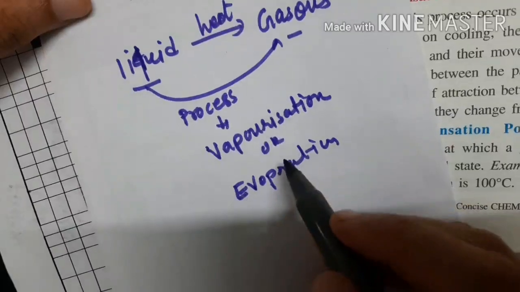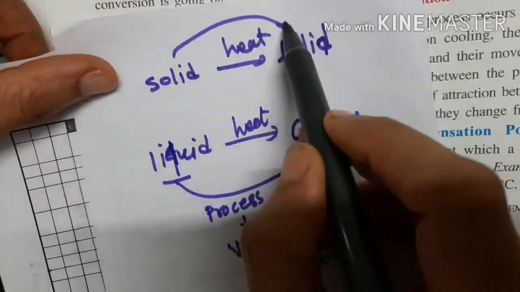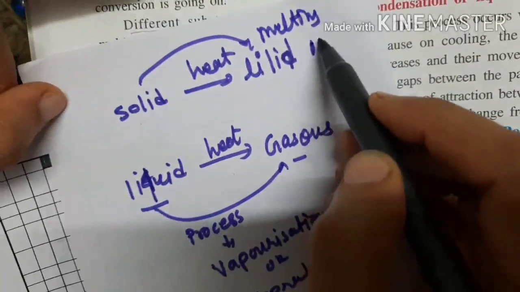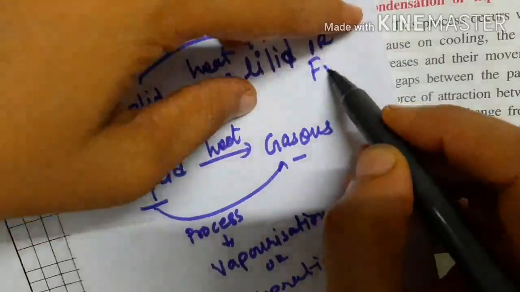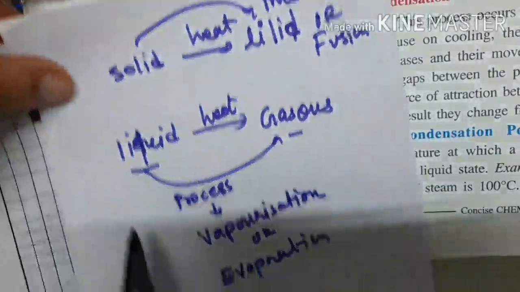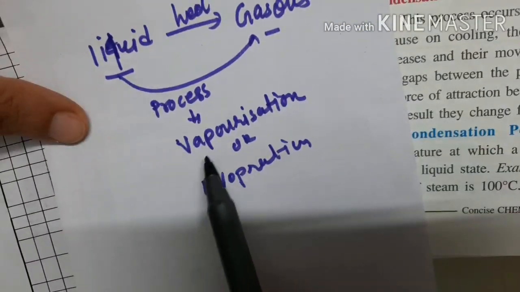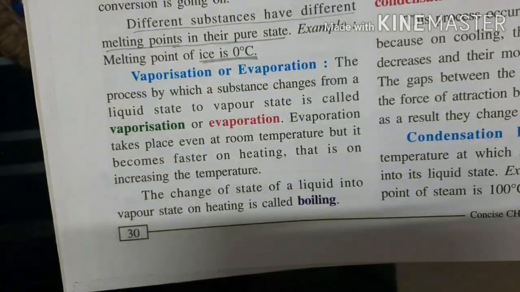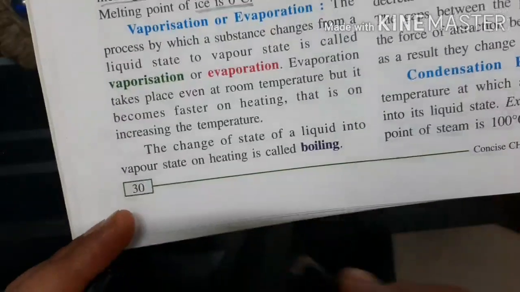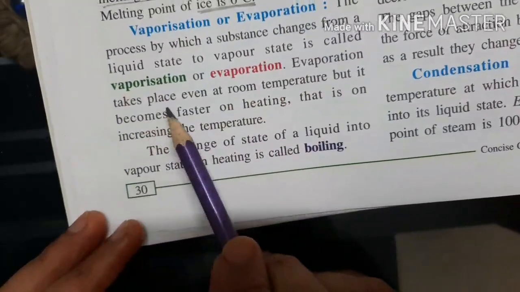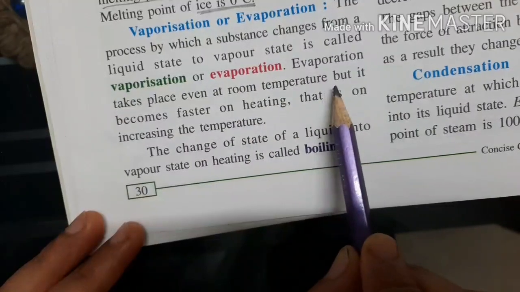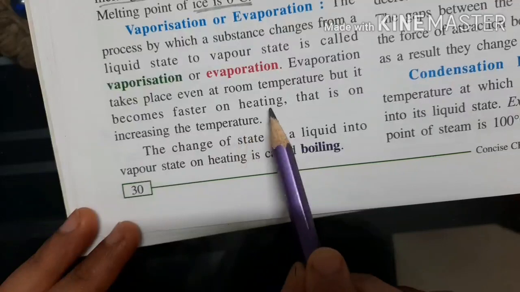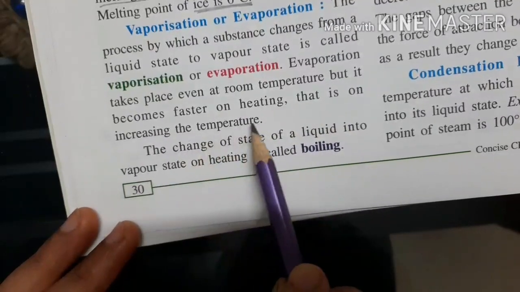Remember, students, both of them. Solid to liquid is melting or fusion. Liquid to gas is vaporization or evaporation. Remember this: evaporation takes place even at room temperature, but it becomes faster on heating, that is, on increasing the temperature.